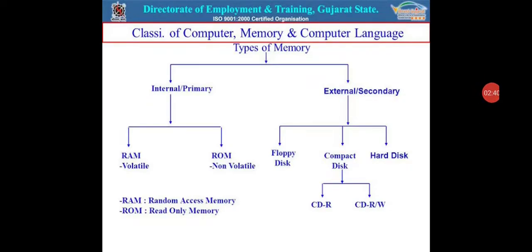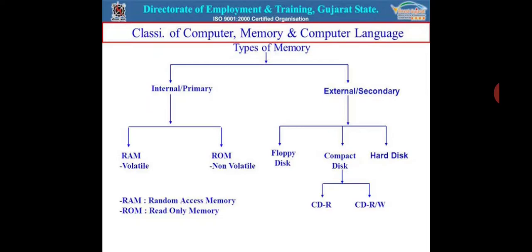The computer system has two memories. One is primary memory and the other is the secondary memory. The primary memory is also called the internal memory of the computer, whereas the secondary memory is called the external memory of the computer. The primary memory of the computer is of two types, RAM and ROM. The RAM stands for random access memory and ROM stands for read-only memory.